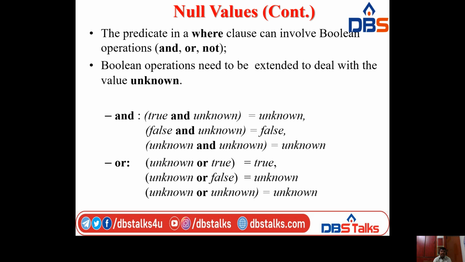Now this is about the and: true and unknown is unknown. False and unknown is false. Unknown and unknown is unknown. For the purpose of or: unknown or true is true. Unknown or false is unknown. Unknown or unknown finally gives the unknown value.